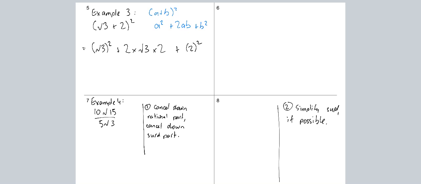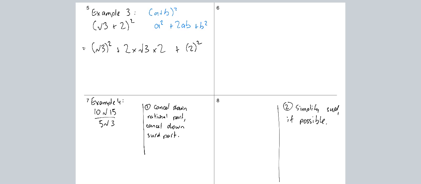Okay, before I complete that, is that okay so far? This is a straight usage of the rule. If that looks like hieroglyphics to you, that tells me you need to go back and practice expanding squares and stuff like that, perfect squares.